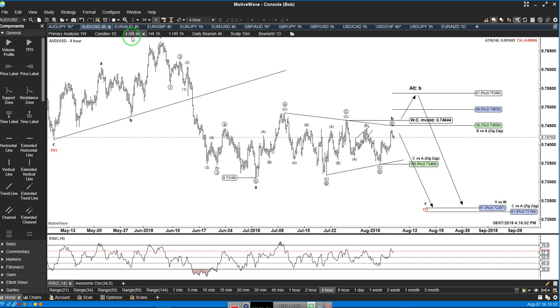There is kind of an alternate here too, rather than this being a triangle that's going to break down, we could have A and then A, B, C, D. We get 3 waves back for E here, and it breaks to the upside. But for now, until it breaks 74.64, I'm looking lower.